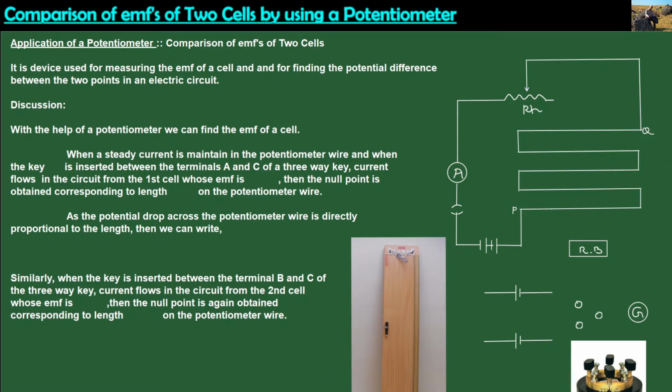So this is our potentiometer, and in this potentiometer we have a set of wires connected on a wooden board, approximately 5 to 10 wires, depending upon the construction from the manufacturer. In this experimental setup, we will try to compare the EMF of two cells.